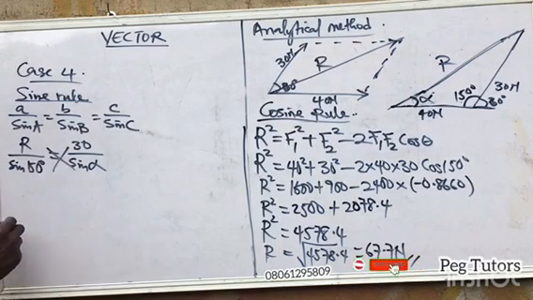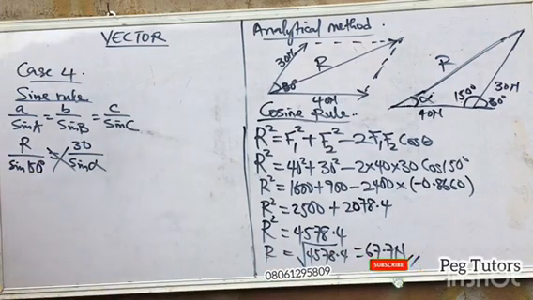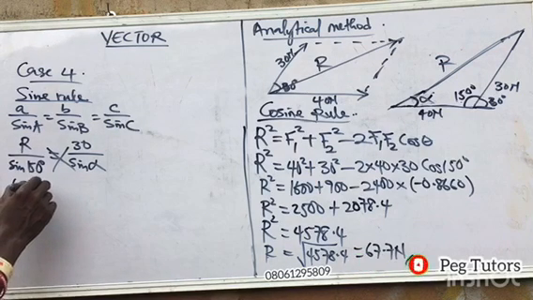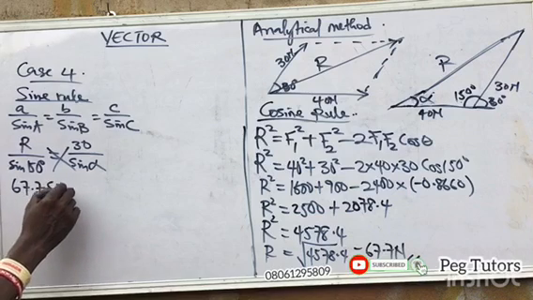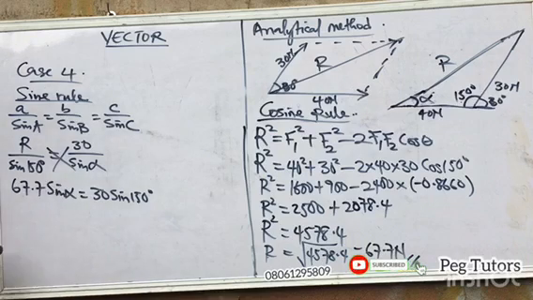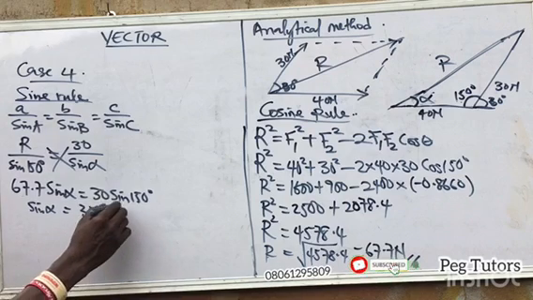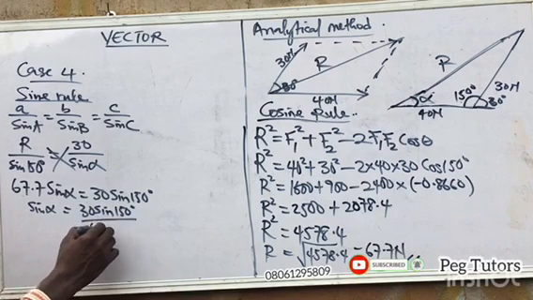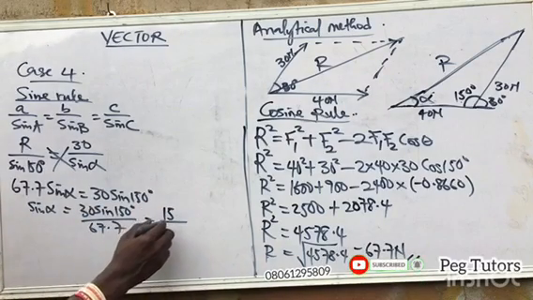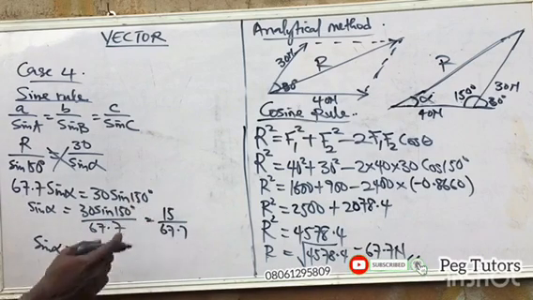So we can cross multiply at this point. Remember we have the value of r already calculated as 67.7 Newton. So we have 67.7 sine alpha is equal to 30 sine 150 degrees. So let's solve. That will give us sine alpha is equal to 30 sine 150 degrees all over 67.7. So that gives us 15 all over 67.7. So sine alpha is equal to 15 over 67.7.